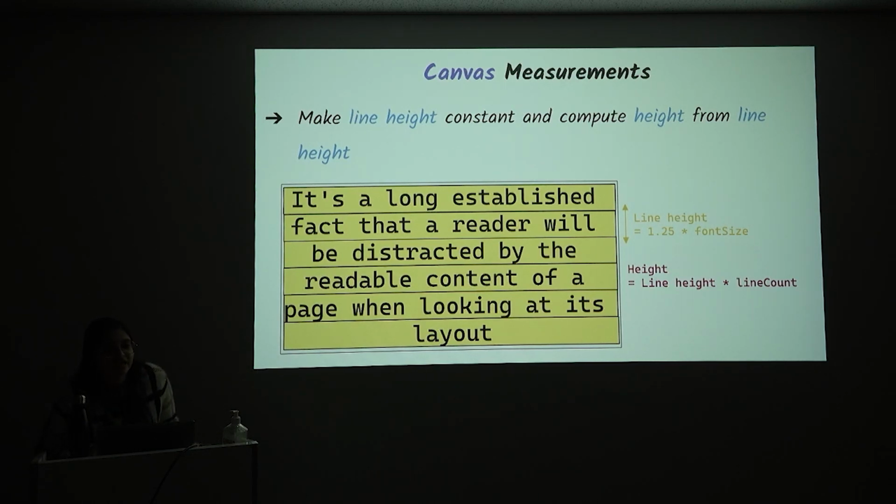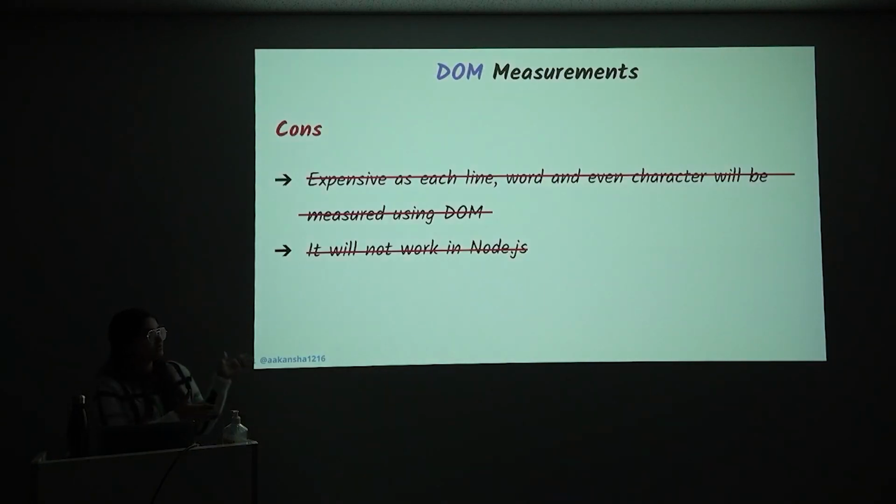So this way we can move away completely from the DOM measurements, and we use a mix of our own heuristic and canvas measurements. And with this, we overcome the last con, which is it will now start working in Node, because the measureText API of Canvas is supported in Node.js.